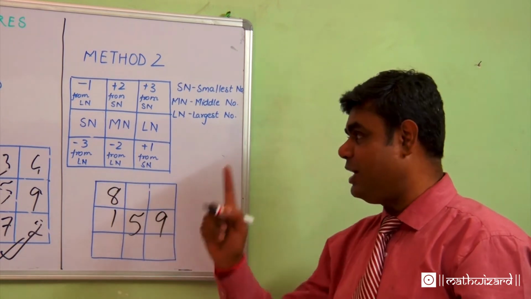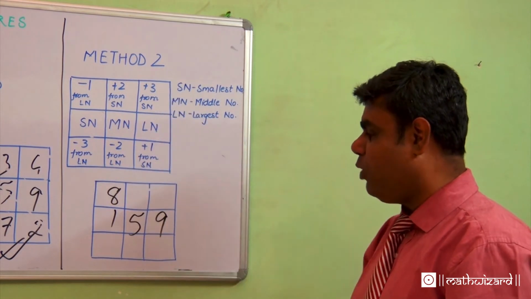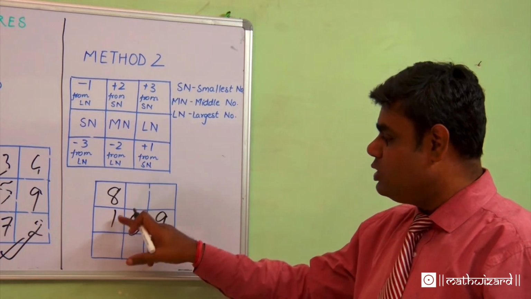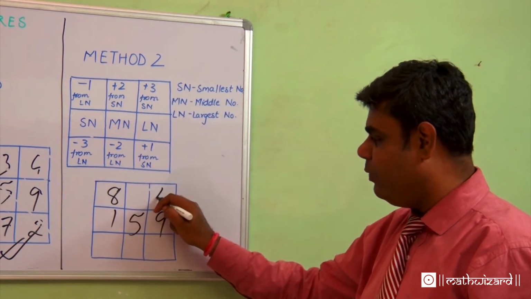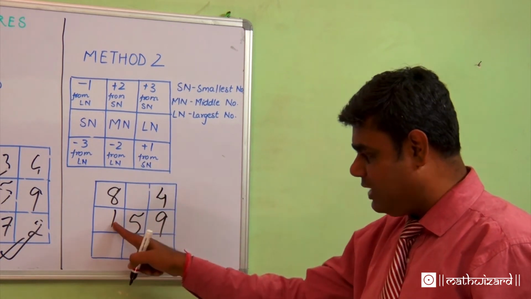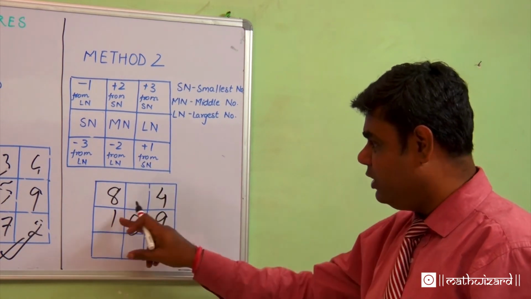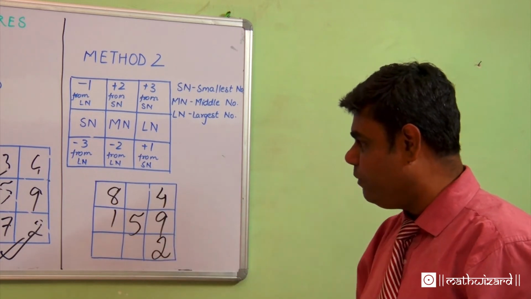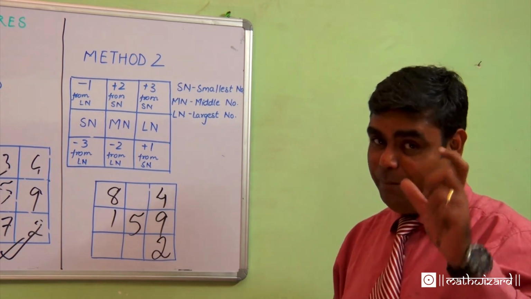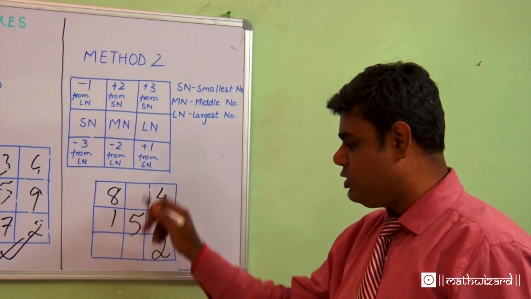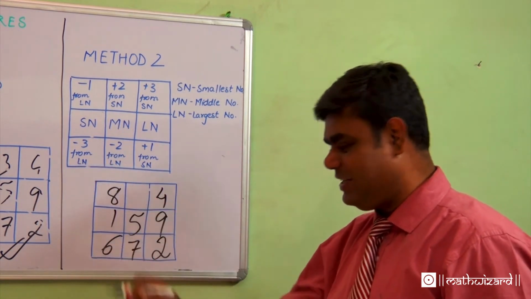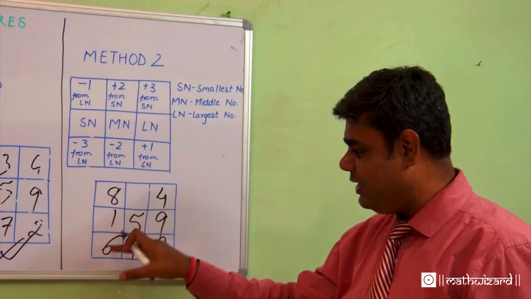Now few more boxes are to be filled. Plus 3 from the smallest number. I know my smallest number is 1. So 1 plus another 3 will give me a 4. Plus 1 from the smallest number. So 1 plus 1 gives me a 2. Minus 2 from the largest number. I know my biggest number is 9. So minus 2 gives me a 7. Minus 3 from the largest number. It's a 6. 9 minus 3 is a 6.